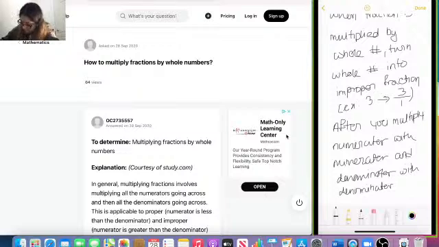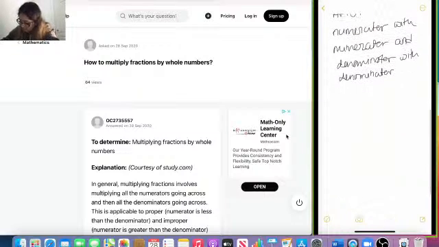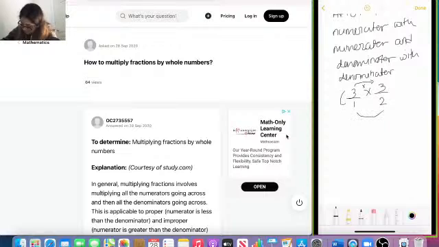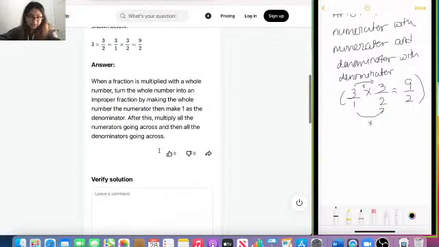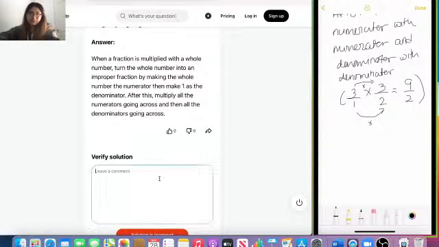Right, and for example, we just saw you have 3/1 times 3/2, so you multiply these two and you get 9/2. Okay, so you just multiply across, multiplying the numerators going across and all the denominators going across.